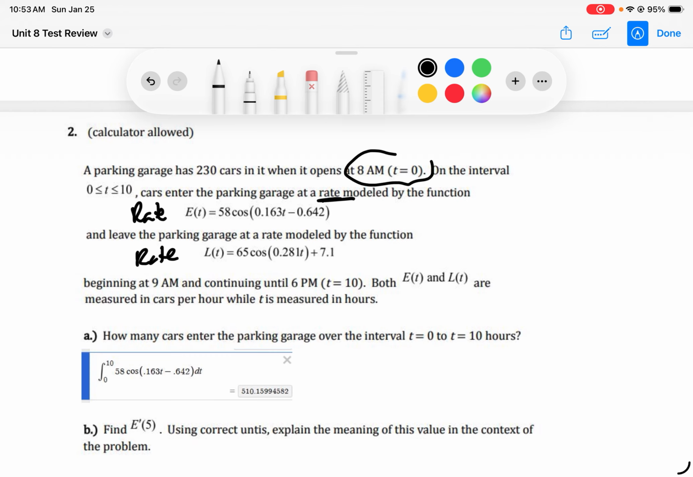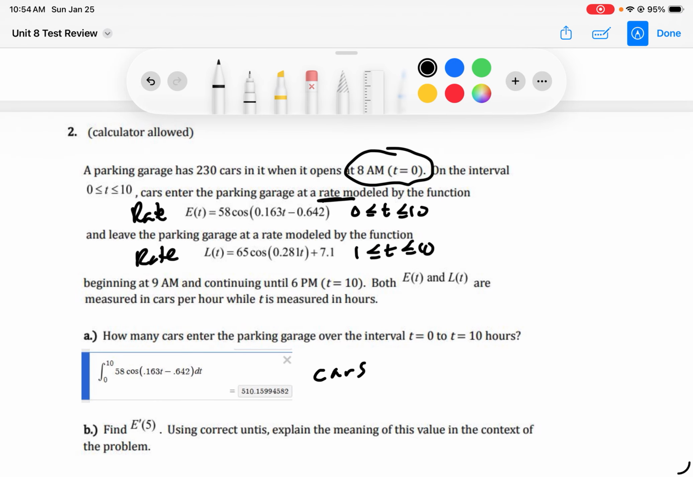Okay, how many cars enter the parking garage over the interval from 0 to 10? So that's only integrating the E of t rate. I plugged that into the calculator, into Desmos, and I got 510.159945, and then I would just say cars. It doesn't say write the units, so I think you get away without writing cars, but it wouldn't hurt to just write cars.